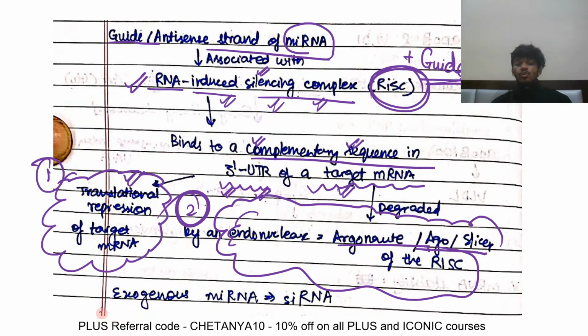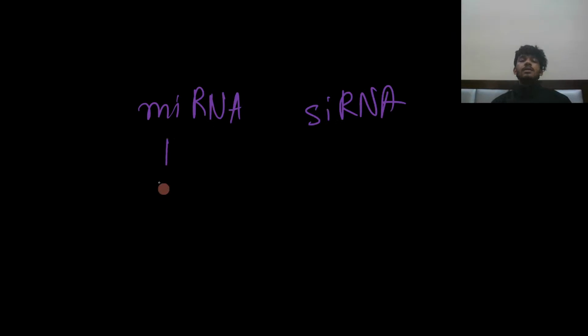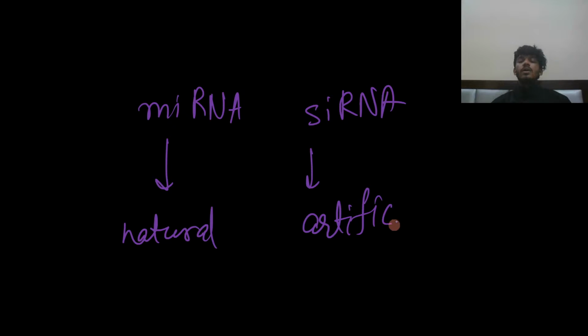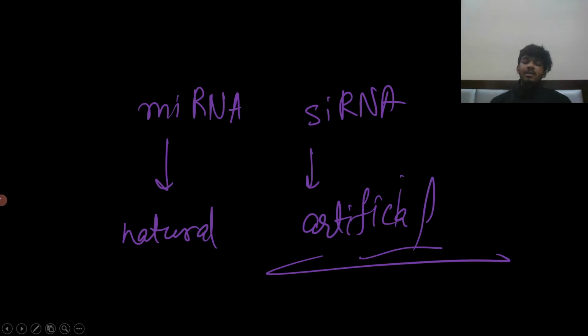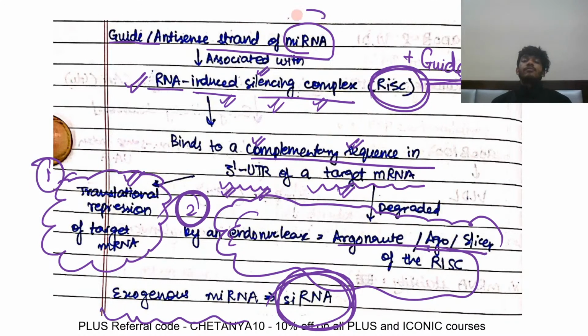Okay, and if there is an exogenous microRNA that is inserted, that is known as small interfering RNA. So what is the difference between microRNA and small interfering RNA? This is present naturally and this is artificial. So it is helping in inhibiting gene expression. Its role in the body is to inhibit gene expression, and exogenous miRNA has a role in biotechnology.